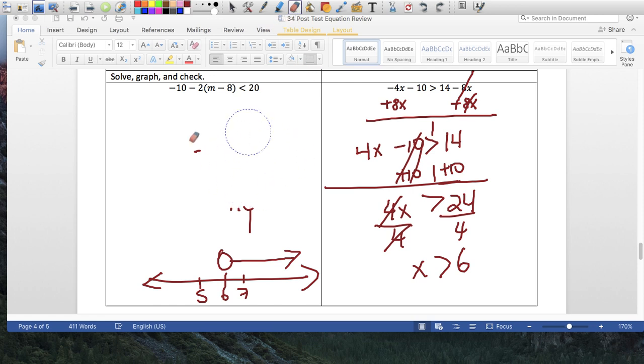So it says to check. Pick a number on the right side. I don't know, I'm going to pick 10. Okay, so x equals 10 for me. I pick a number, so 7, 8, 9, 10. I'm going to pick this guy right here. I'm going to substitute in that inequality on top.